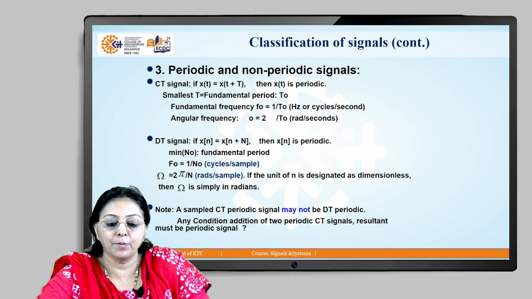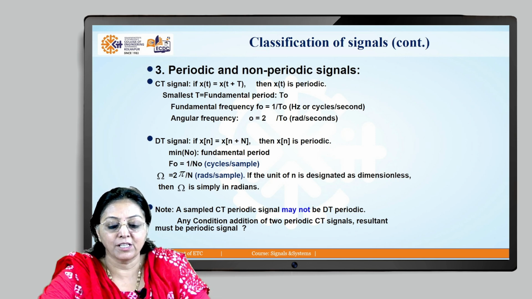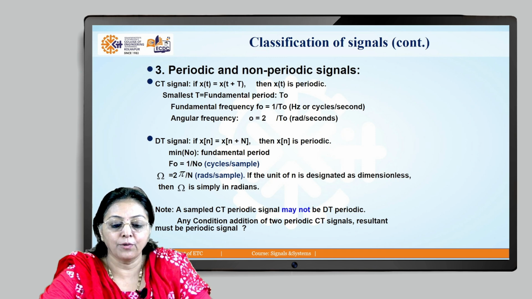Now another type of signals are periodic and non-periodic. Periodic means the continuous time signal where x of t equals x of t plus T. That is, x of t is periodic. The smallest T is called the fundamental period. I already explained that for a periodic signal, suppose for example a continuous sine wave from minus infinity to plus infinity, if you consider the time period T, the full cycle from the start of a cycle to the end of the cycle, it will remain constant from minus infinity to plus infinity.